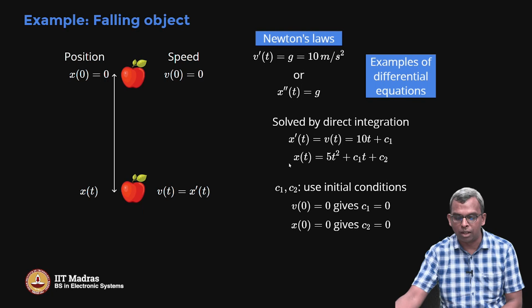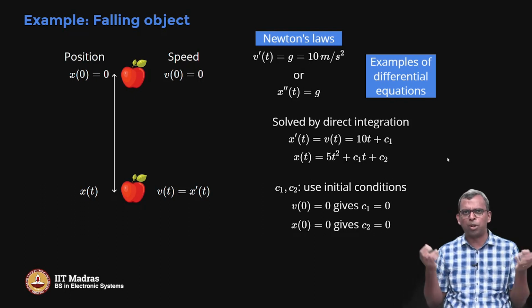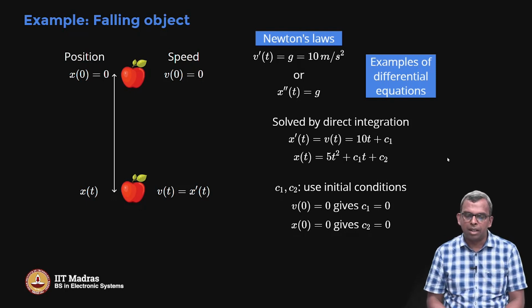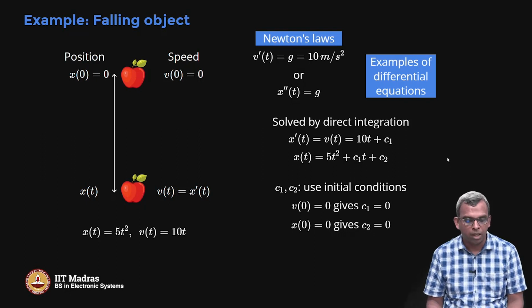So straightforward formula: x of t is 5t squared, v of t is 10t. So we are able to solve this differential equation very easily, but we did this long before and we didn't think of it as a major equation because there was not too much difficulty in solving it. It's a very simple little example. Even the simple example of a falling object is actually a differential equation.